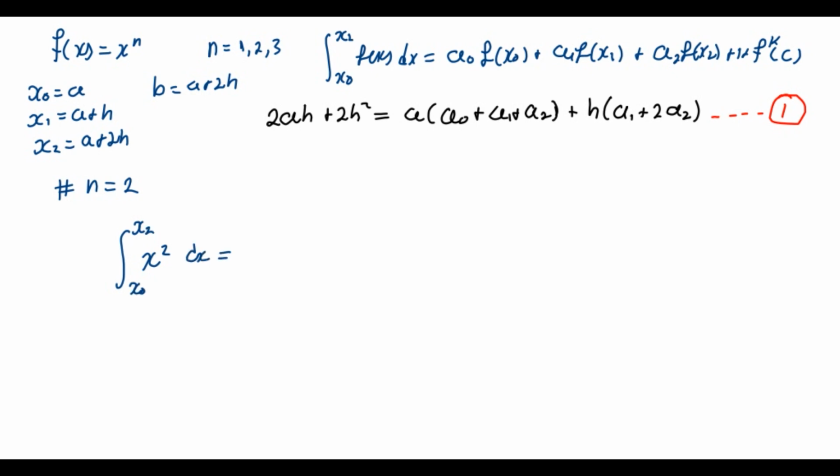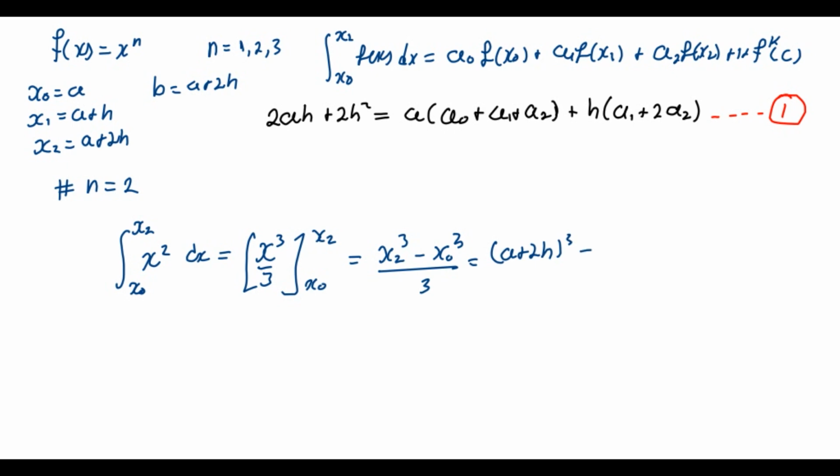If you perform that integral, that's going to be x to the power 3 divided by 3, from x naught to x sub 2. So this is going to be x sub 2 to the power 3 minus x naught to the power 3, divided by 3. Substitute. Where there's x sub 2, you plug in a plus 2h to the power 3 minus, where there's x naught, plug in a to the power 3, divided by 2. Once again, just expand this part. Then of course you're going to subtract a to the power 3. What you're going to end up with is something like a naught. Is it going to be a naught?